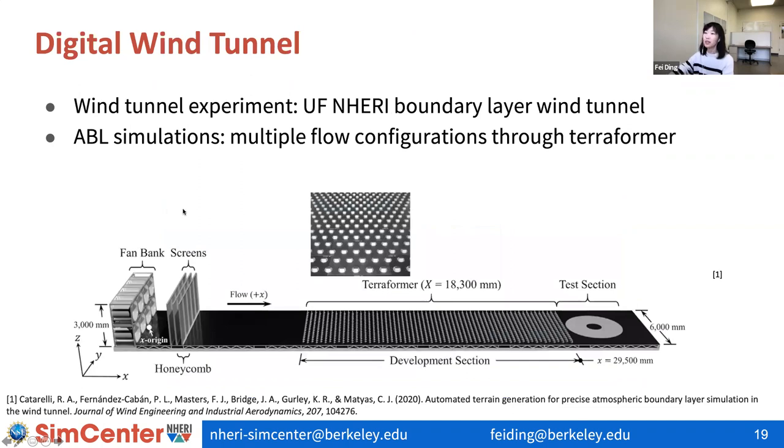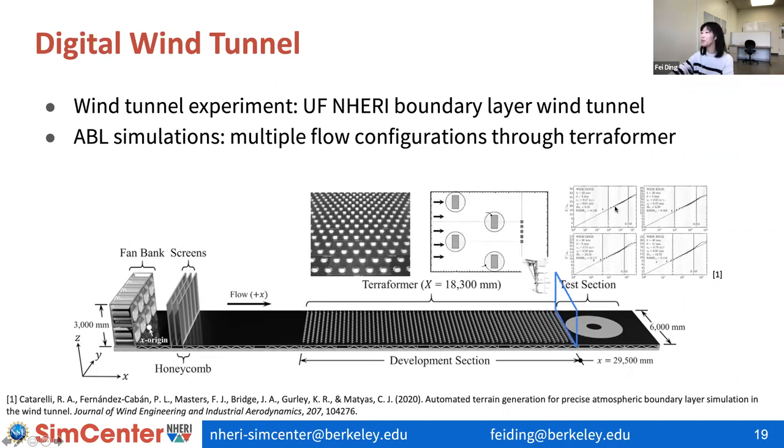So for this project, we collaborate with the NHERI boundary layer wind tunnel at the University of Florida, and they provide multiple inflow configurations by changing the orientation and height of the terrain roughness elements in order to set up different inflow boundary conditions with different friction velocity or roughness height. And the inflow velocities are collected at the end of the development section and before the building model section. This data is used to validate our empty domain analysis.